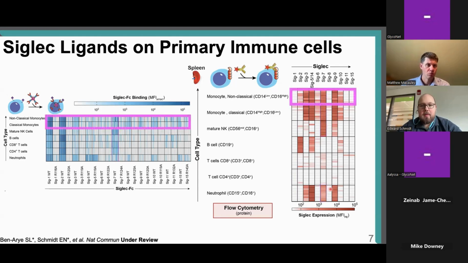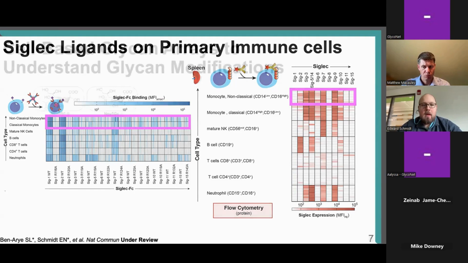The last point I'd like to raise is that monocytes, both classical and non-classical, have a lot of Siglecs, and they also have a lot of Siglec ligands. I think that raises a question of how masking of a Siglec may play a role in regulating that Siglec. That's something we look forward to digging into more: the relationship between the cis ligands and the ability of a Siglec to bind in trans.